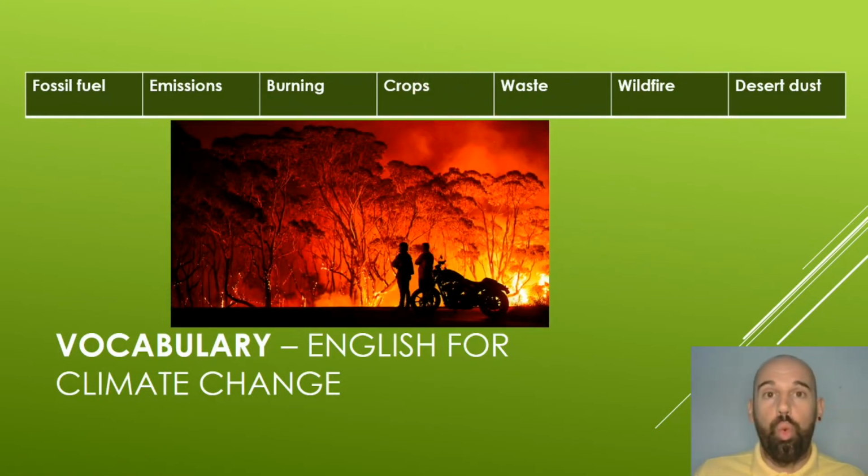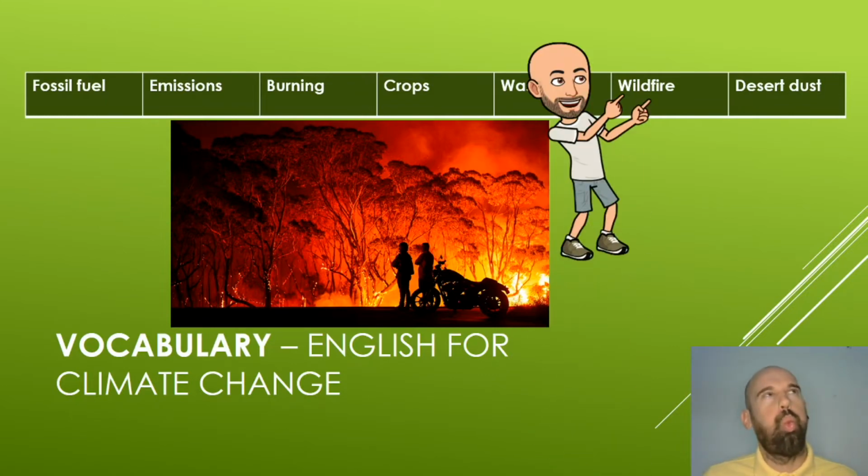Next is wildfire. Wildfire. When there is a fire in a nature area, like a forest or a jungle, anywhere with a lot of trees, we say wildfire. So in Australia, in Brazil, in California, they all have wildfires. And I'll talk about that really soon too.